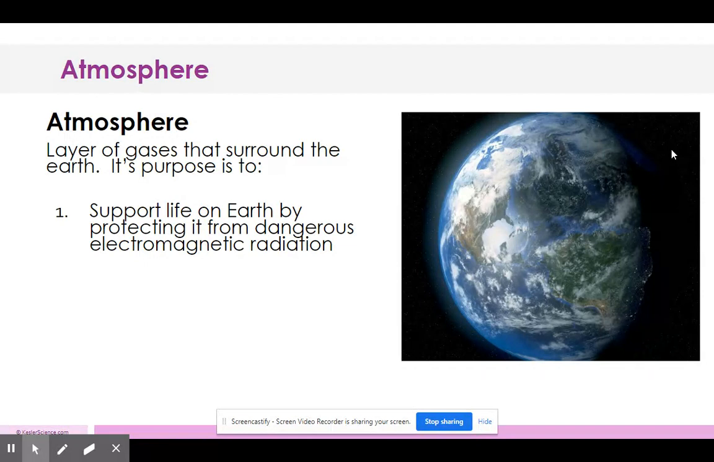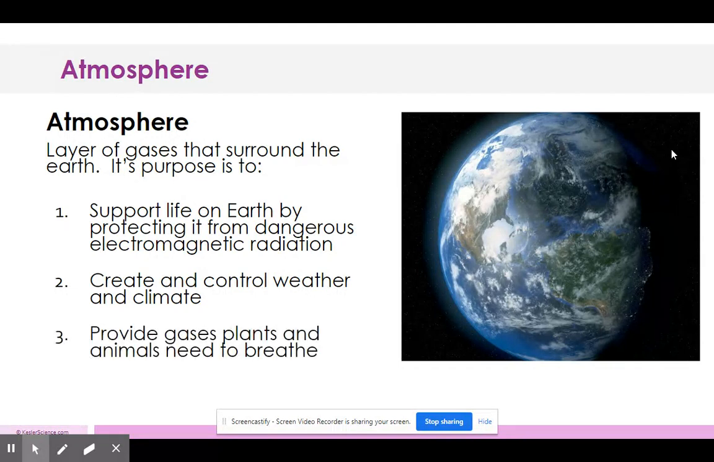The second purpose is to create and control weather and climate. Without our atmosphere, we wouldn't have a climate that could sustain humans and animals and plants. The third purpose is to provide gases to the plants and animals that they need to breathe. Remember, plants need carbon dioxide and they turn it into oxygen, and animals need oxygen and turn that into carbon dioxide. So hopefully you have that first section, atmosphere, all filled in. We're going to move to the next section.